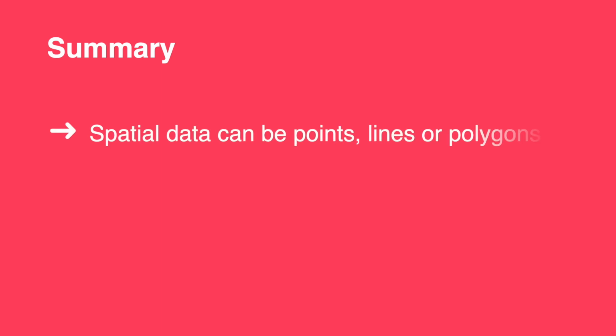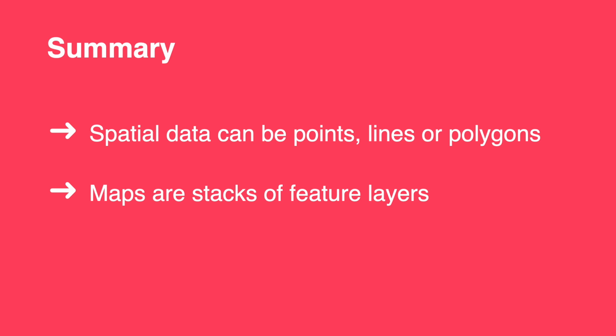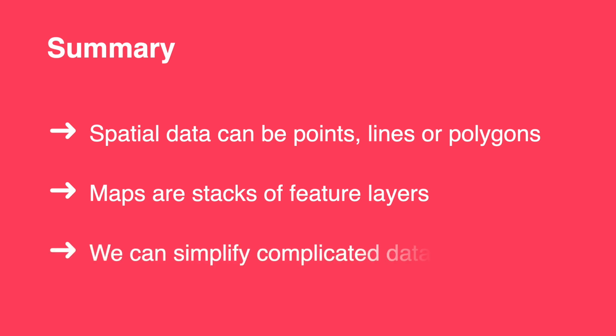So to summarise, spatial data can be represented as points or lines or polygons. We build maps by stacking layers of features on top of each other. And we can represent features as rasters to make them easier to work with.